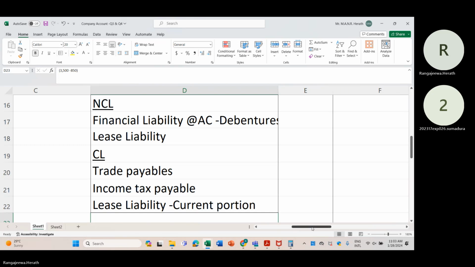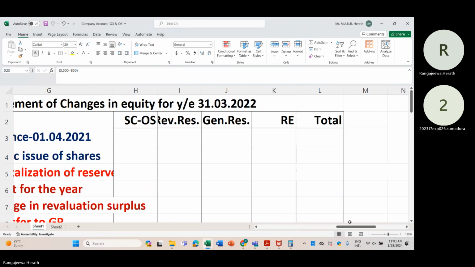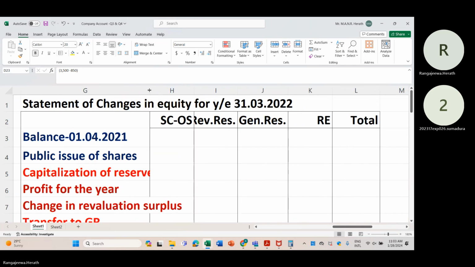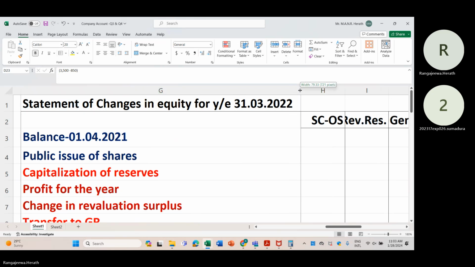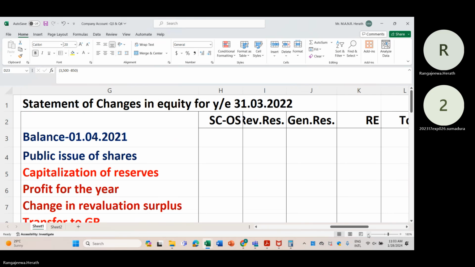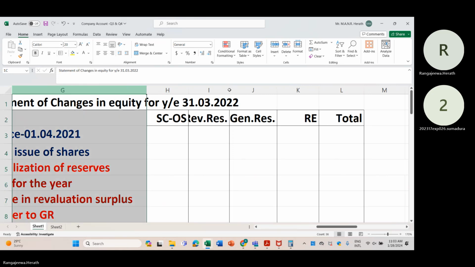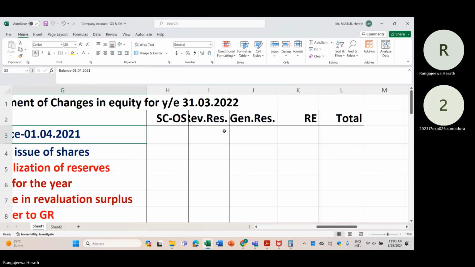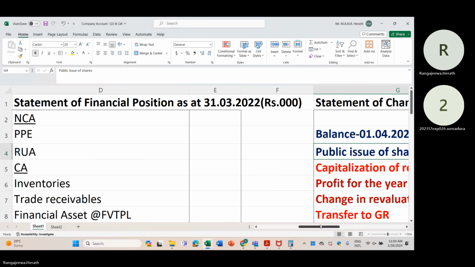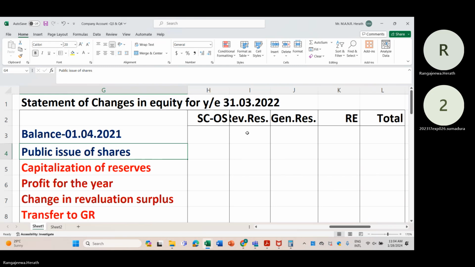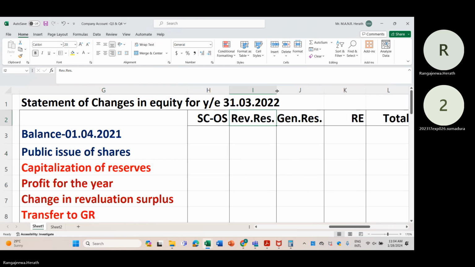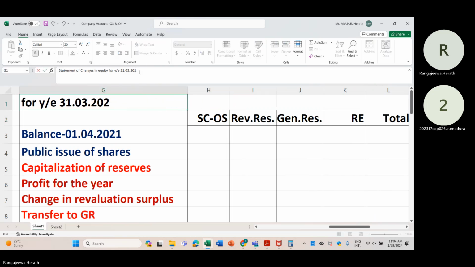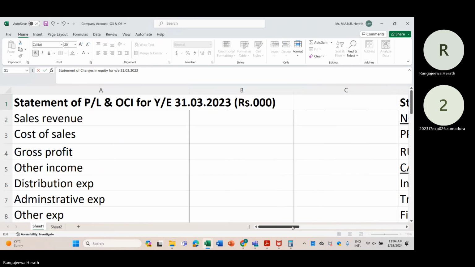Right. Then we can have the statement of changes in equity. Normally we keep space for this, right? But because of problems with the screen at that time, we can prepare it this way. Statement of changes in equity 31st March 23, statement of financial position 31st March 23, right?